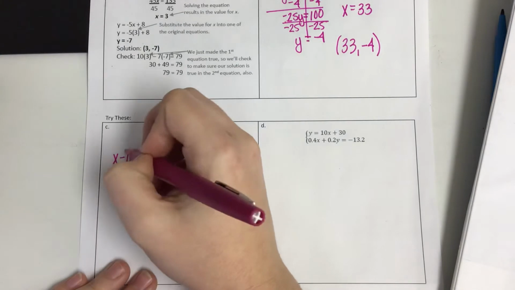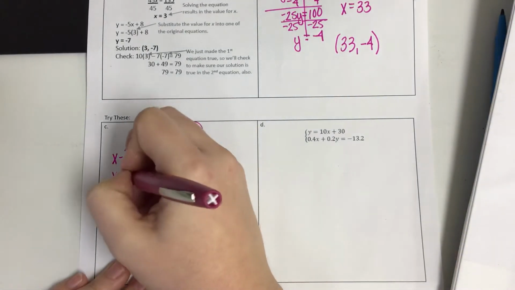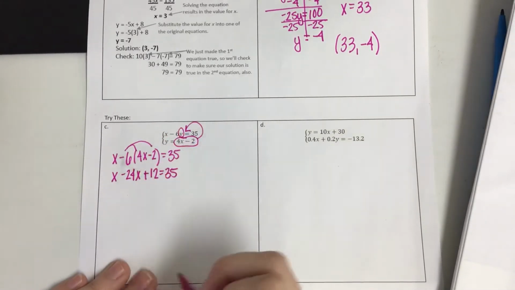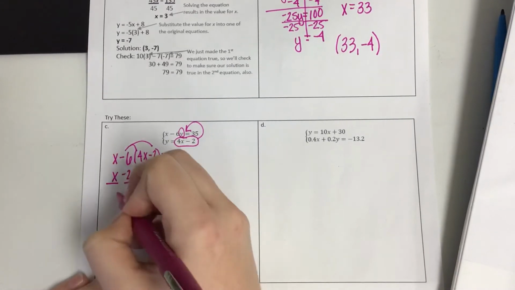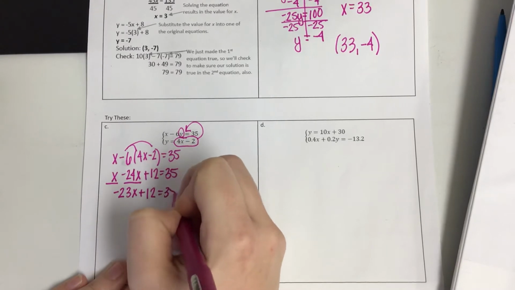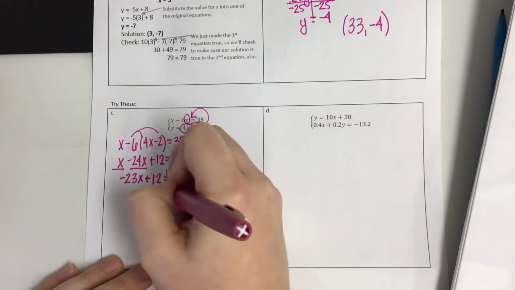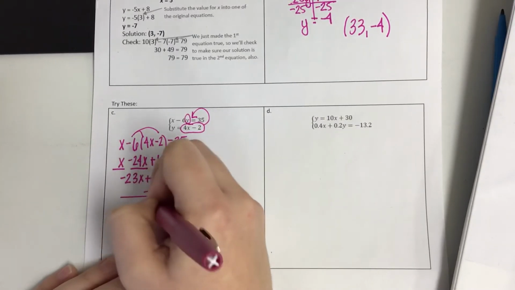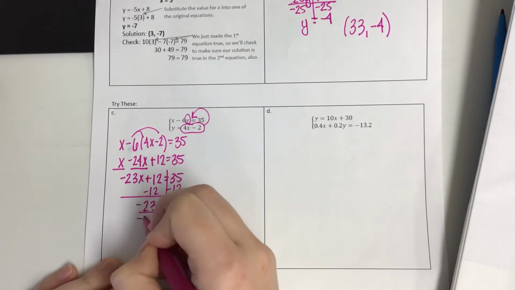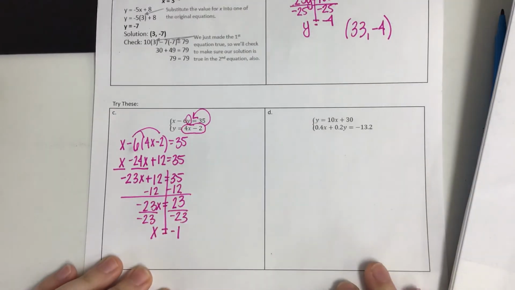We're going to distribute our negative 6 so that we get x minus 24x plus 12 equals 35. Combine our like terms to get negative 23x plus 12 equals 35. Subtract 12 on both sides to get negative 23x equals 23. Divide both sides by negative 23 to get x is negative 1.